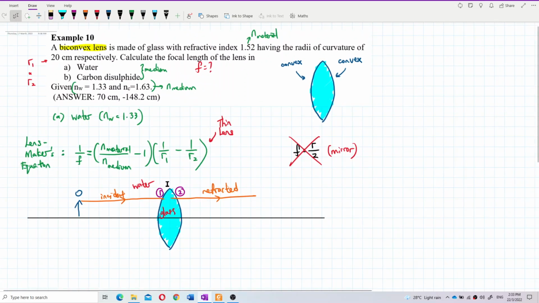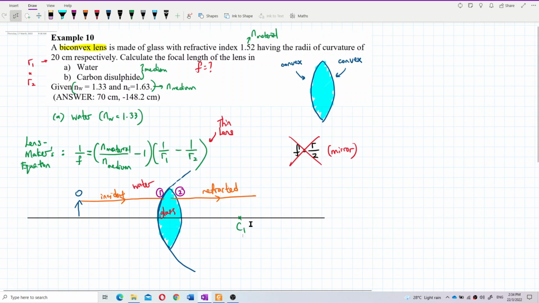Let's draw our R1, the radius for surface 1. This is our surface 1. See or not? This is our surface 1. So our R1 is over here, because the center of curvature is over here. Center of curvature 1 is over here.